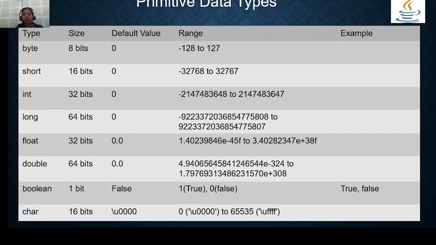There is a simple formula to calculate the range, that is minus 2 raised to n minus 1, this is the minimum range. To calculate the maximum range, it is 2 raised to n minus 1, minus 1. By that formula you can get the minimum and maximum range for the particular data type.